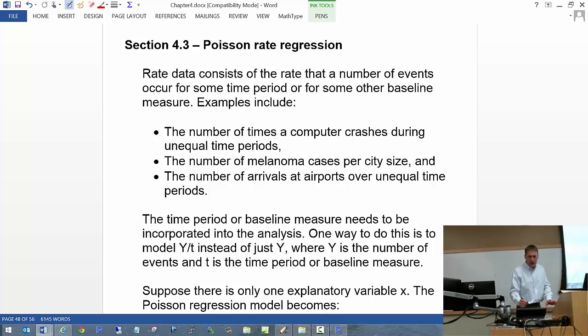So some other examples then. The number of times a computer crashes during unequal time periods. The number of melanoma cases per city size. So notice in this case, this isn't a time, but you would expect Omaha to have a lower number of melanoma cases than New York City, solely because New York City has such a greater population. And you need to take that into account in your analysis, but it's not an explanatory variable.